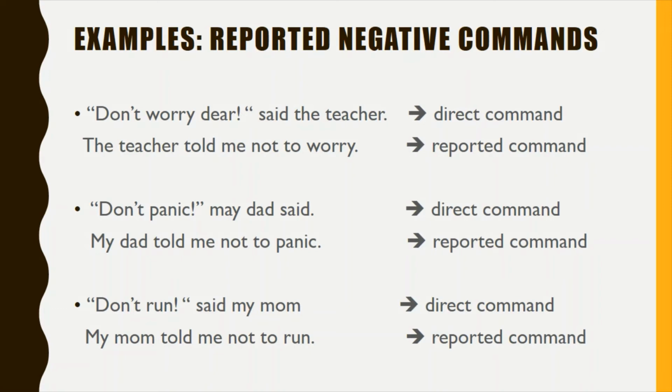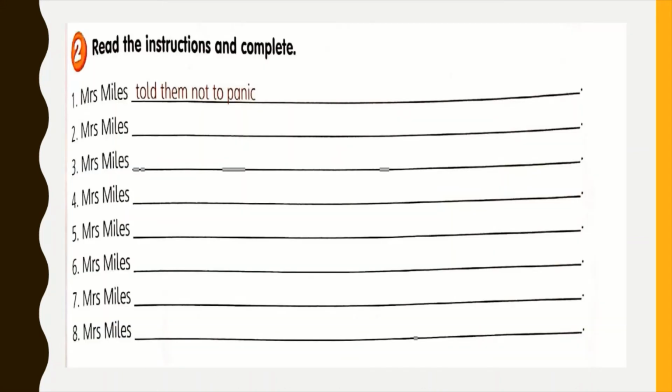The third example, don't run, said my mom. This is the direct command. And the reported command, my mom told me not to run. So this is the way we do all the examples, the same structure. Told me not to worry, told me not to panic, told me not to run, or told us, told them, told him, told her. So each time the pronoun changes according to the example. We will do more examples here in activity 2, but we will have to go back to the story.